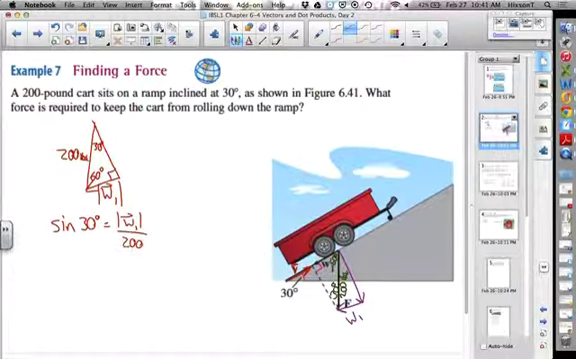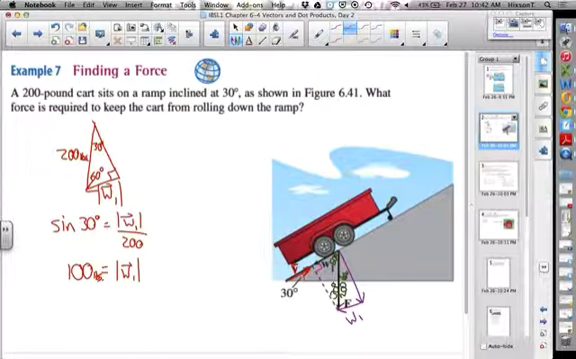You could also use the pattern. If you remember the pattern for a 30, 60, 90, you could find it that way as well. Sine is a half, so if the magnitude of W1 over 200 equals a half, then it must be 100. Okay? So we need 100 pounds of force pushing up the ramp in order to keep it from rolling down the ramp.